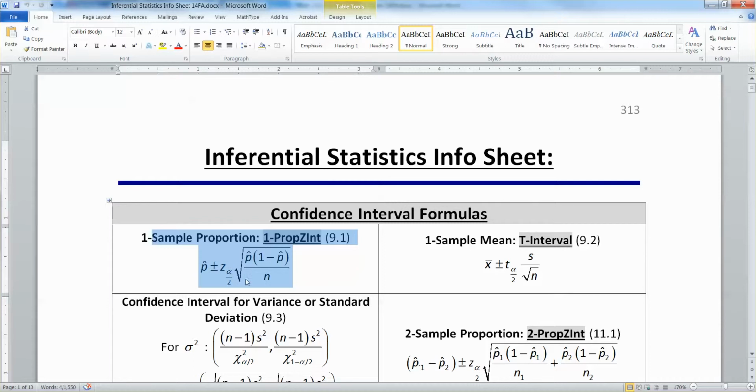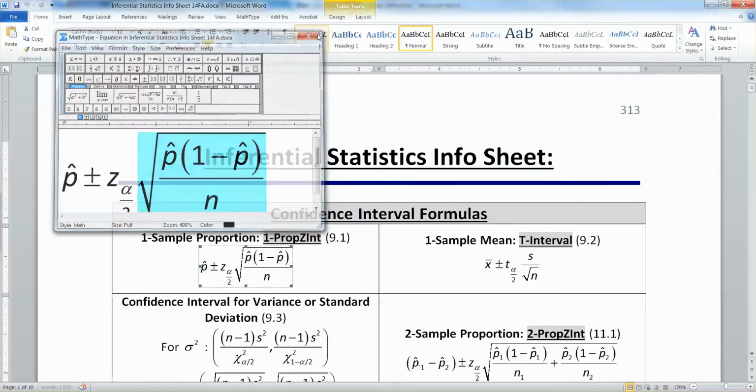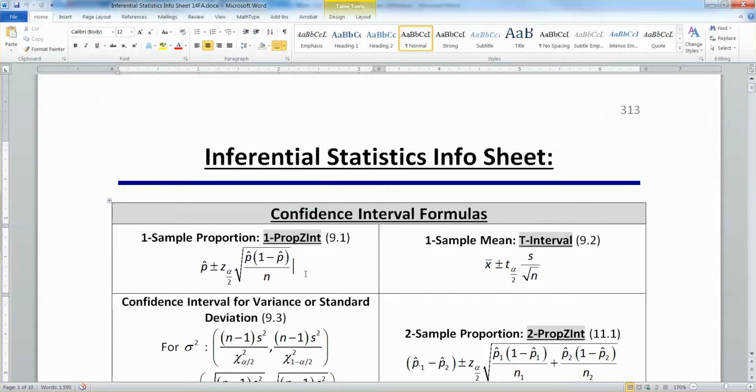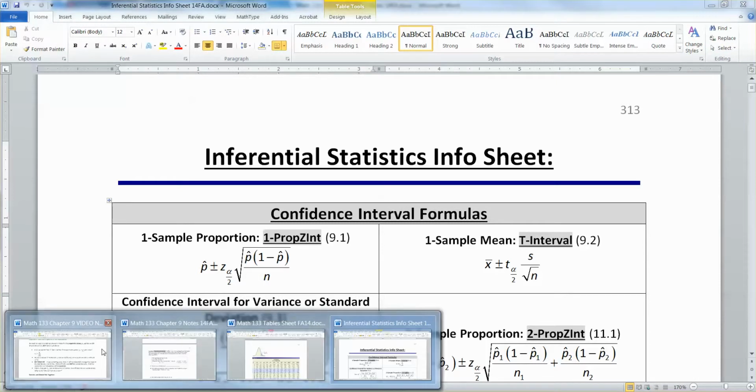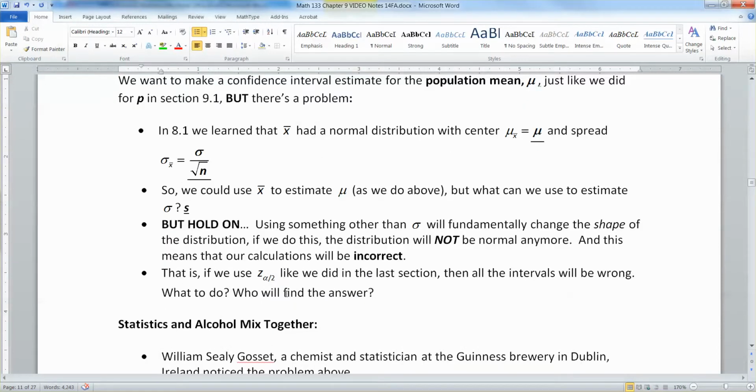Well, we can get away with that because this was based off of the binomial distribution, and therefore sigma p hat is roughly equal to the square root of p times 1 minus p over n. This is basically your standard error. You can do that because it's proportions, built off of a binomial probability distribution, but we're not going to be in so much luck when we're talking about X bar and mu. So we're not going to be able to use Z like we did in the last section. Everything we do, if we do that, will be wrong.